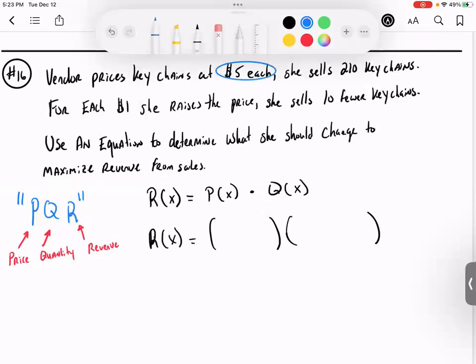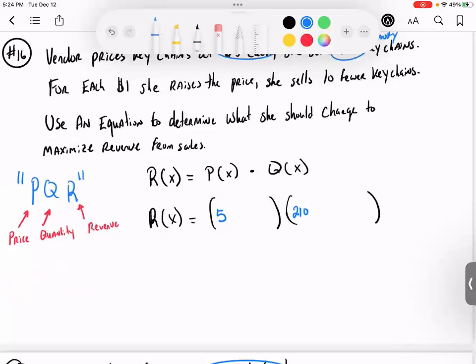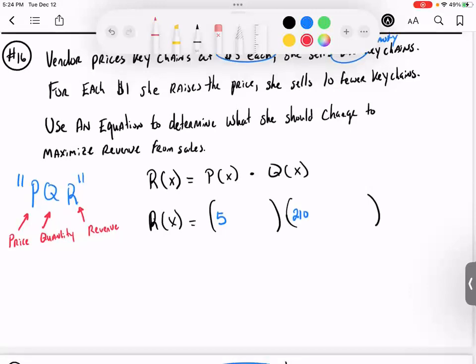The initial price was $5, right? And then she sells 210 keychains. That will be the initial quantity. Right? So these were your initial values: initial price, initial quantity. Okay. So now the second sentence tells you how to write out the linear equation. It says for each $1 she raises the price, she sells 10 fewer keychains.